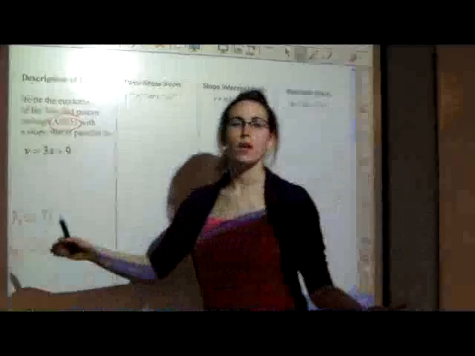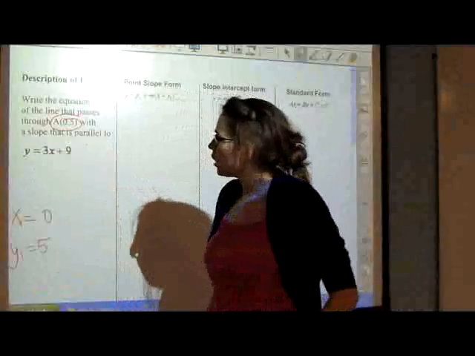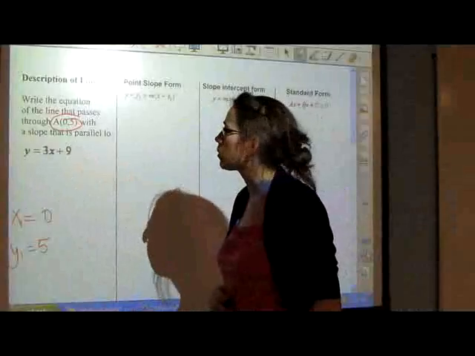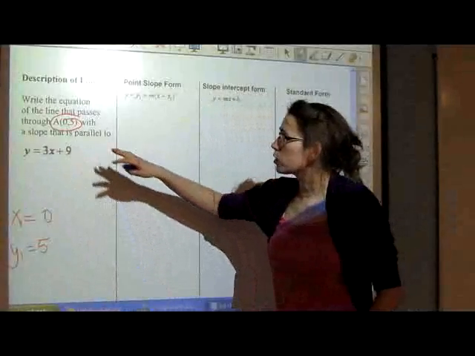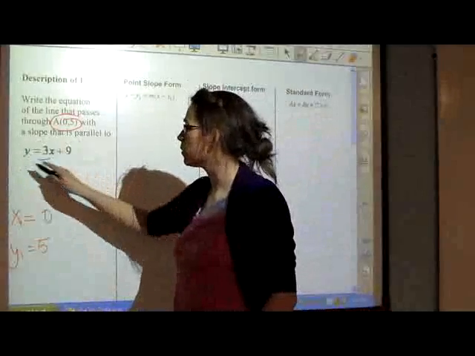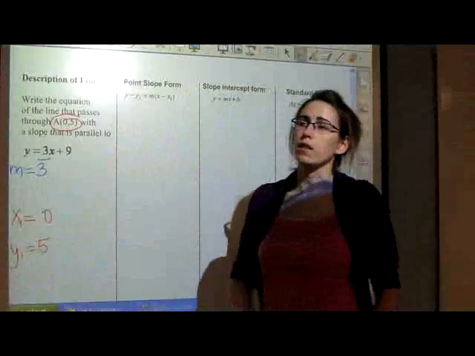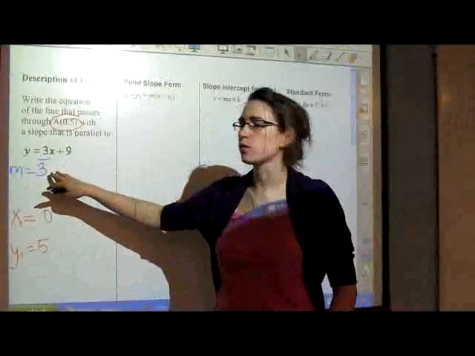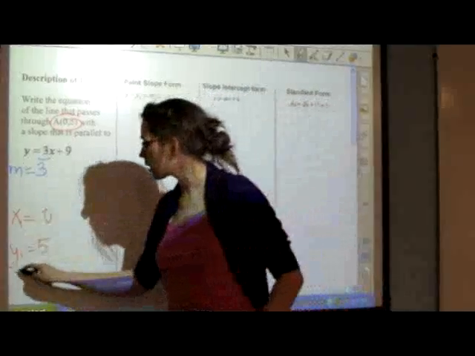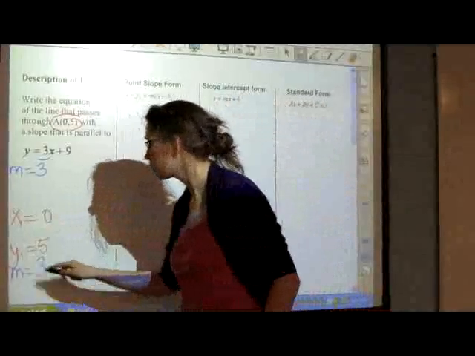Now there's another line out there that's parallel to the one that we want, and we have its equation in y equals mx plus b form, slope and y-intercept form. The slope of this line right here is 3. I have y by itself, so it's in y equals mx plus b form, and my slope is 3. That tells me there's some other line out there with a slope of 3 that's parallel to the line that we want. Now parallel lines have the same slope, so that tells me that the slope of the line that we're going to be writing is also equal to 3.